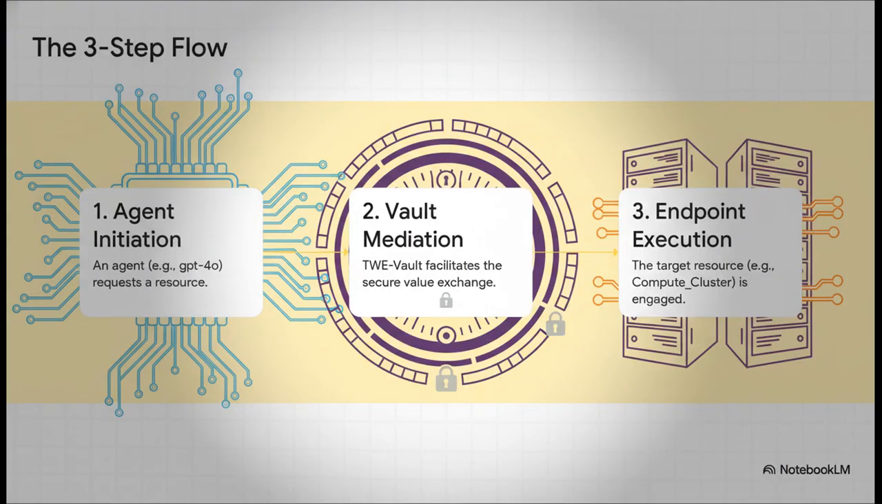We can really boil this entire flow down into 3 clean steps. First, you've got agent initiation. An AI like GPT-4o says, I need a resource. Second, vault mediation. The vault steps in and acts as a high-speed digital escrow. And third, endpoint execution. The compute cluster delivers the service. Initiation, mediation, execution. That's the loop, and it's happening thousands of times every second.